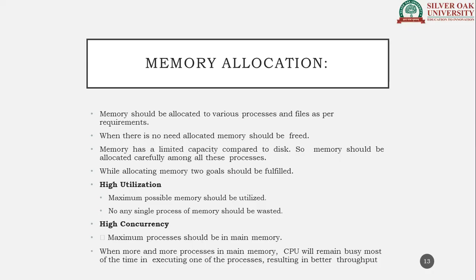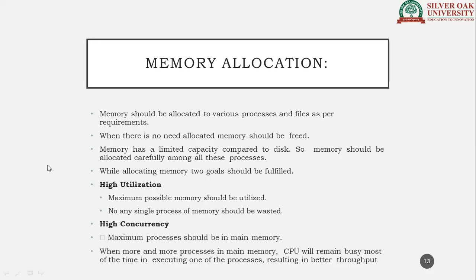While allocating memory, we need to fulfill two goals: high utilization and high concurrency. High utilization means the maximum possible memory should be utilized, and no memory should be wasted. High concurrency means the maximum number of processes should be in main memory. Many processes run in parallel, and all of them should try to execute in main memory so that we can have smooth throughput.